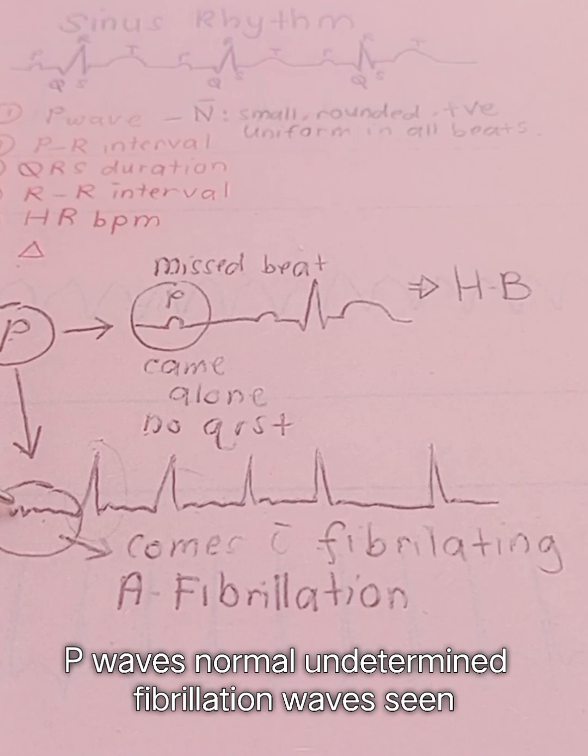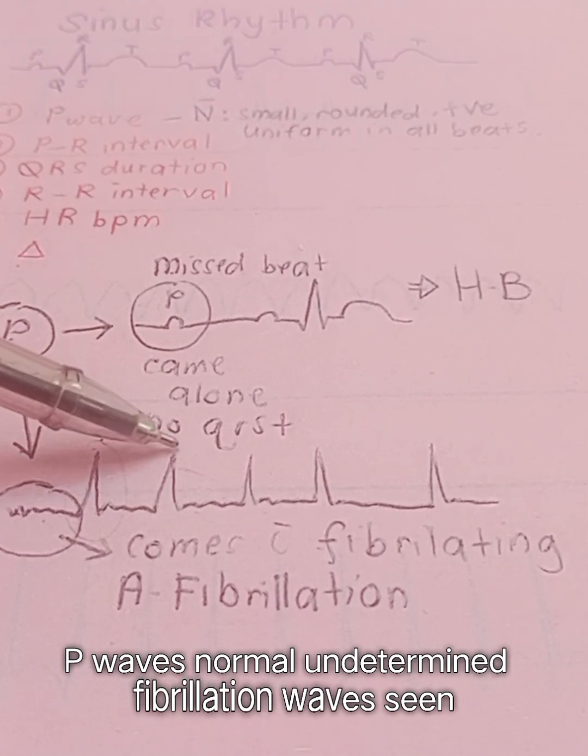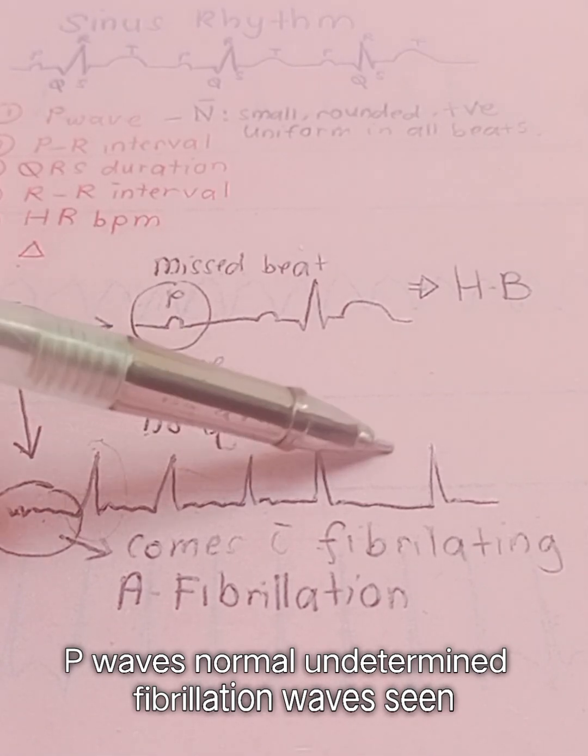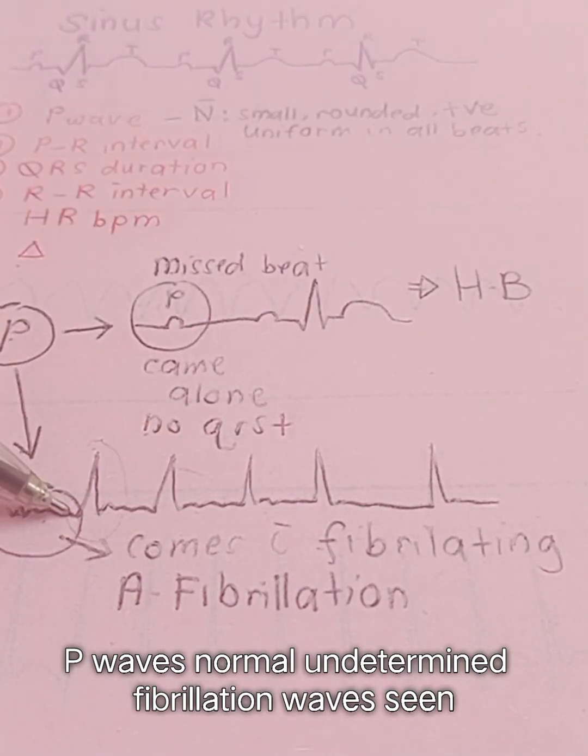P can also come with a fibrillating wave. Fibrillating wave before the narrow QRS. If we see the fibrillating wave like this before QRS and the RR interval is not regular to each other, so this is atrial fibrillation.